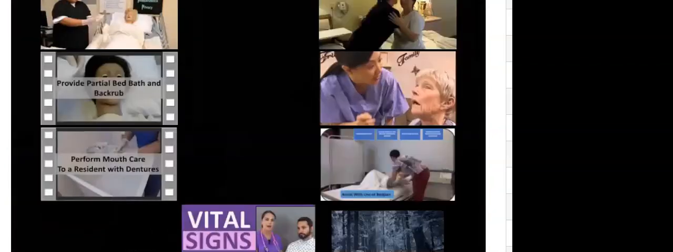My final step is to wash my hands, and again, if my patient is on I&Os, intake and output measurements, I'll log that into his chart or into the computer.